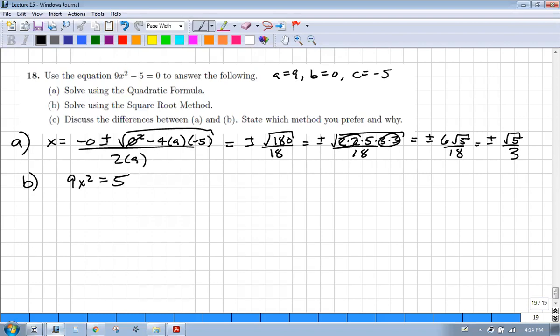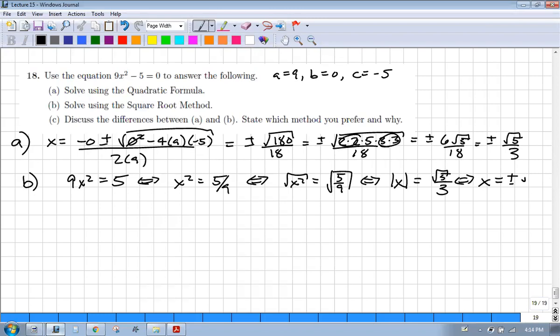We can add 5 to both sides. Divide both sides by 9. Square root both sides. We get the absolute value of x is the square root of 5 over 9. Square root of 9 is 3. So x is positive negative root 5 over 3.